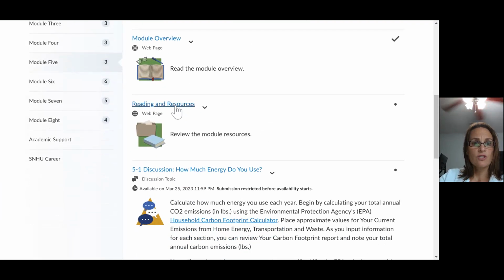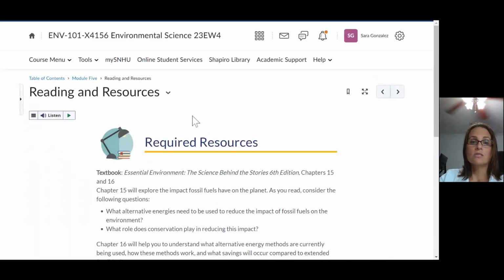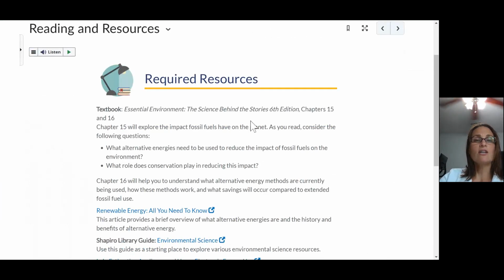In your readings for this week, under readings and resources, specifically take a look at chapters 15 and 16 from our textbook, Essential Environment. Chapter 15 will take a look at the impact fossil fuels have had on our planet. So when you read the chapter, think to yourself, what alternative energies need to be used to reduce the impact of fossil fuels on the environment? What role does conservation play in reducing this impact?